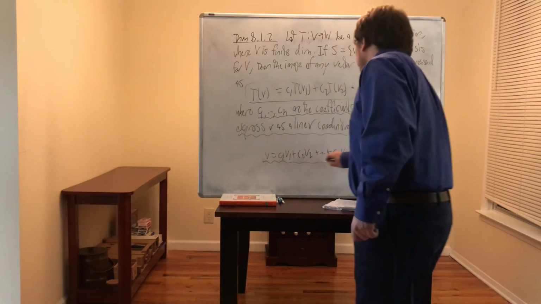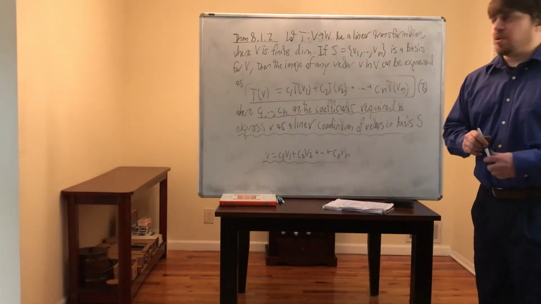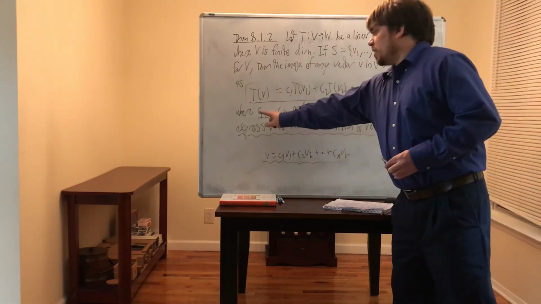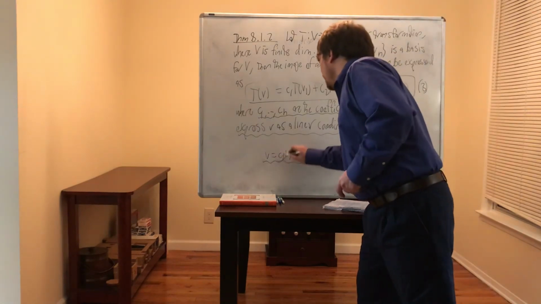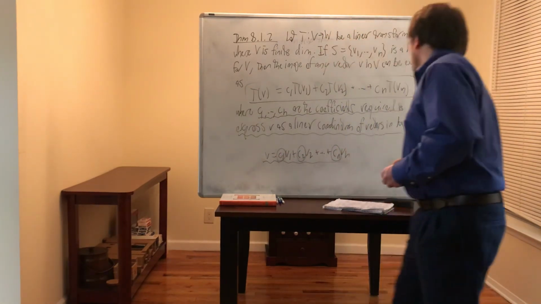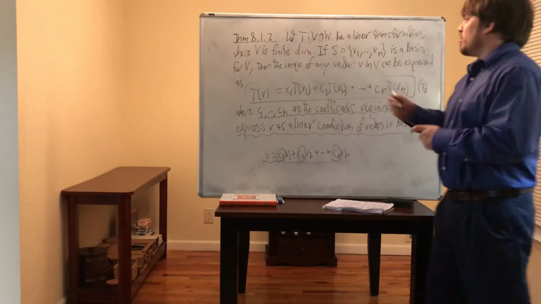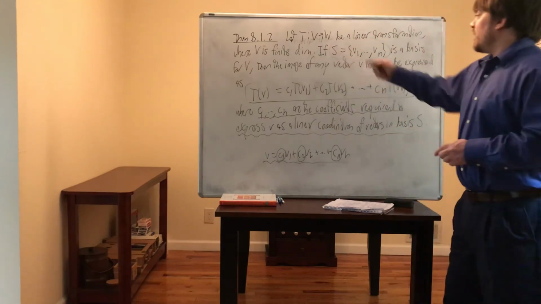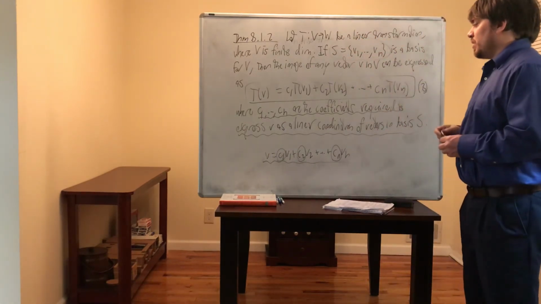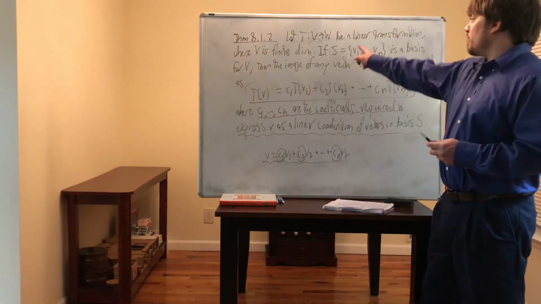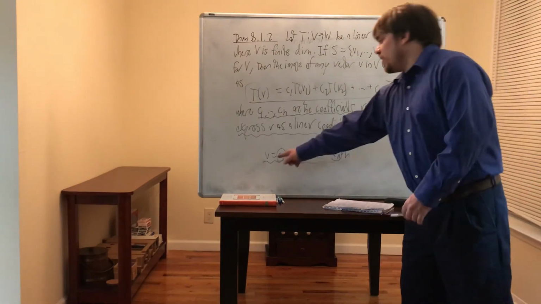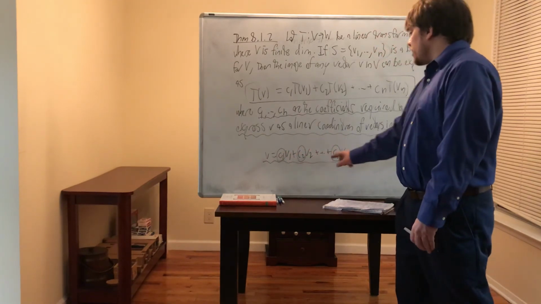Okay? That's what that squiggly underlined part of this theorem is saying, where c1 to cn are the coefficients required to express v as a linear combination of the vectors in basis S. This is basis S. It consists of the vectors v1 to vn. And so if you can express v as a linear combination of the vectors in basis S, then we can write v equal to c1 v1 plus c2 v2 plus dot dot dot plus cn vn.